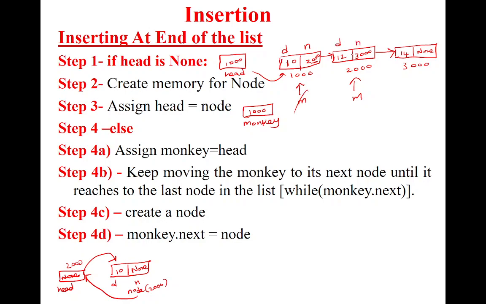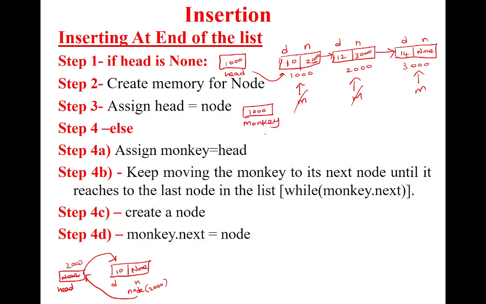Monkey of next is not none, which means the monkey will jump into the next node. And it will check monkey of next is not none, it is a none. So the monkey will stop here. Then we will identify the node which has address 3000 is the last node.